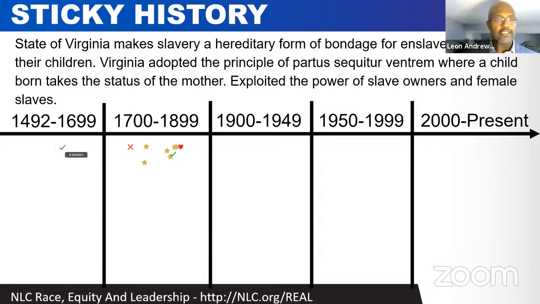So I see a number of you guessing here now. We got 3 different ranges. Just giving you a moment to put it up. All right, give you 10 more seconds. All right, looks like most of you are thinking in that 1700 to 1899 range, and it actually was 1662, when Virginia adopted that.